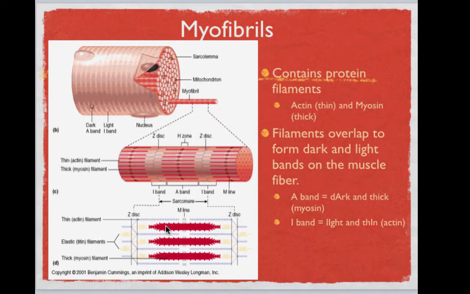The A bands are going to be seen anywhere that you have myosin. So the thick filament is what creates the dark band under a microscope. I bands are everywhere that you have no myosin. So where there are only thin bands, you see a light stripe under a microscope.